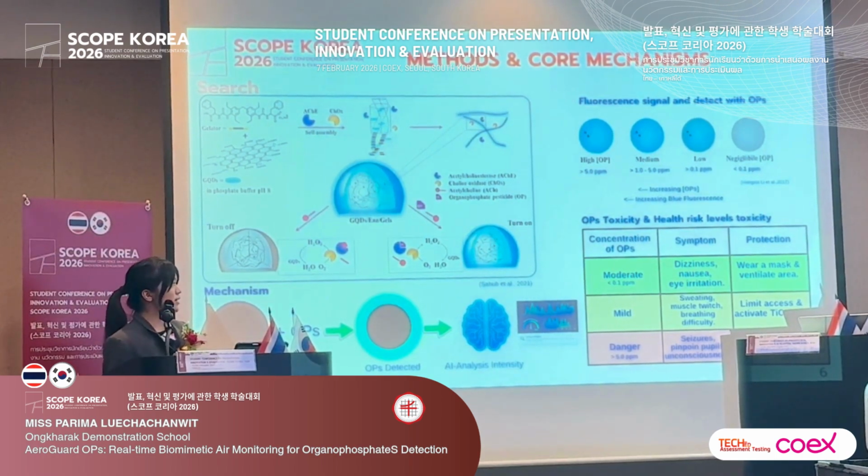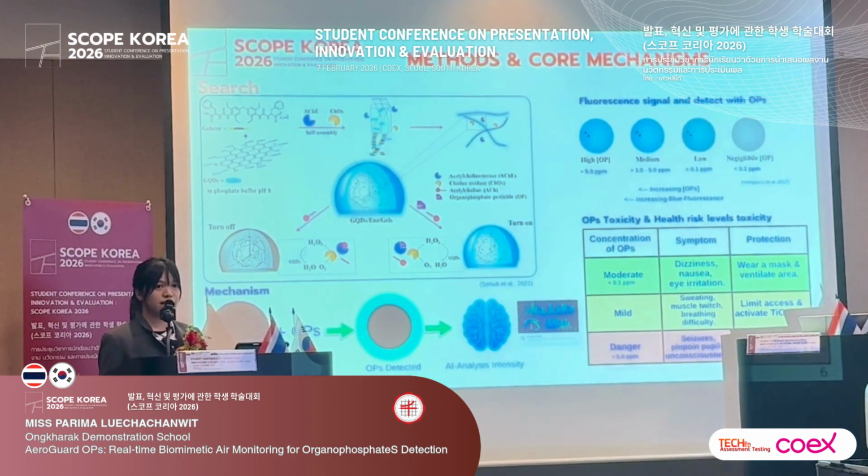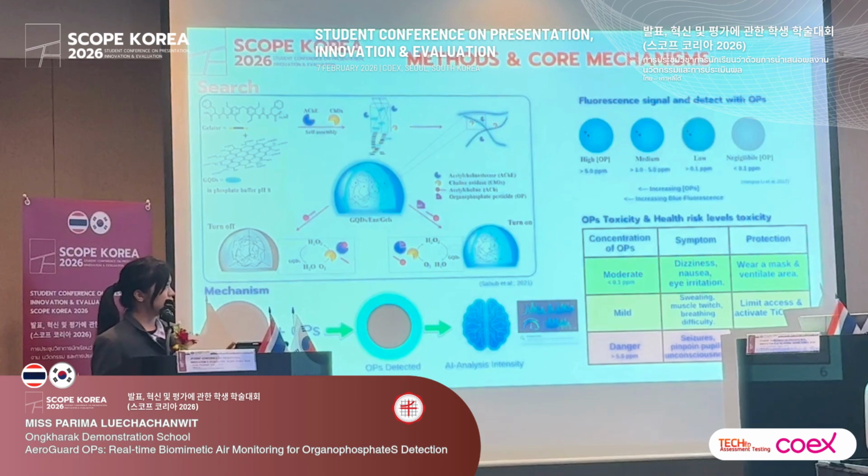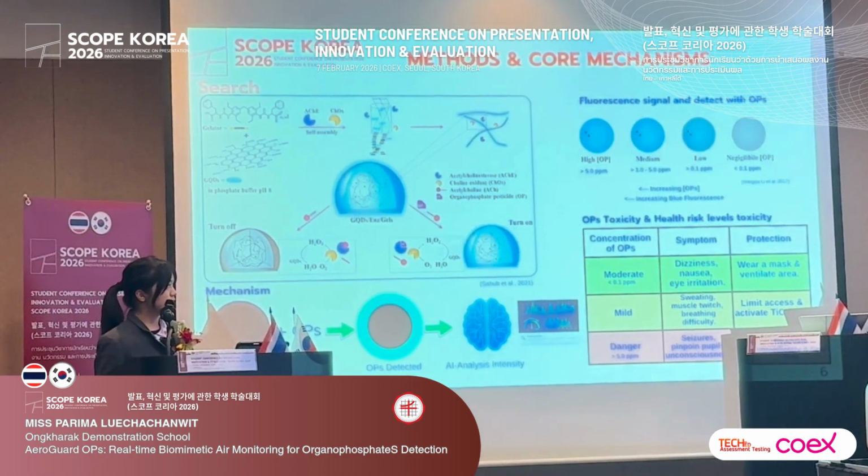Why? Because the pesticide will stop the enzyme, which stops the production of hydrogen peroxide. That's why the electrons can freely move and release their energy, and the light will turn on again. When we get all the data, we put it into AI analysis with the fluorescent signal and OP toxicity.